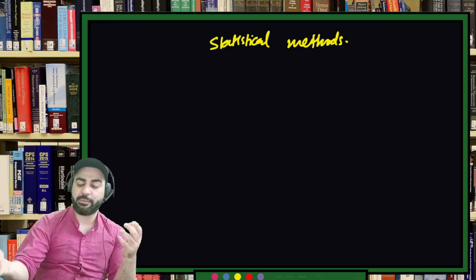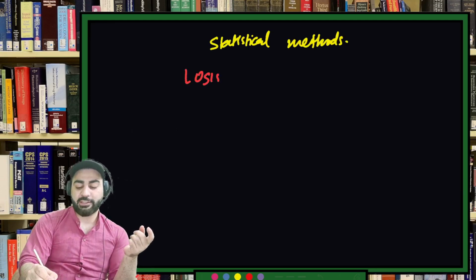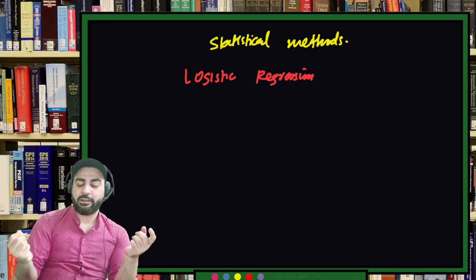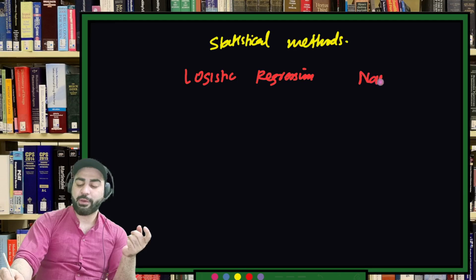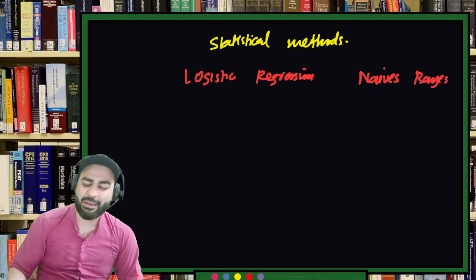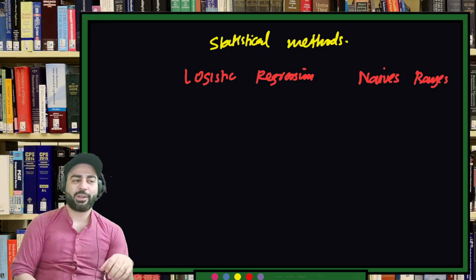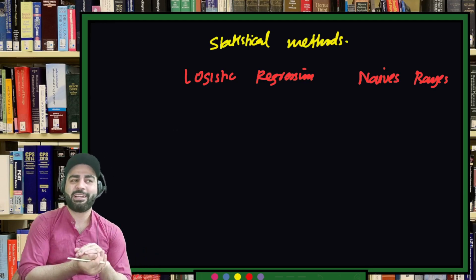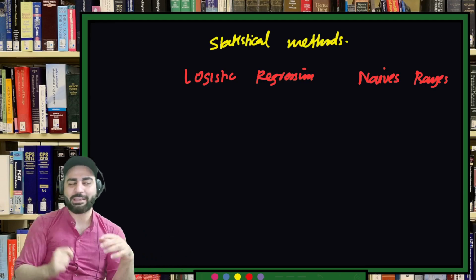I'll just give an example of some algorithms. Let's suppose logistic regression, and let's suppose the naive Bayes algorithm. Don't be scared about these names if you haven't heard about them. They're very simplistic algorithms, based on probability and statistics. If you see, machine learning is just magnified statistics and probability.